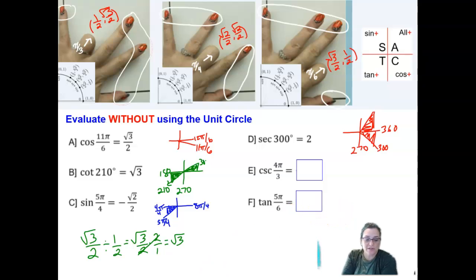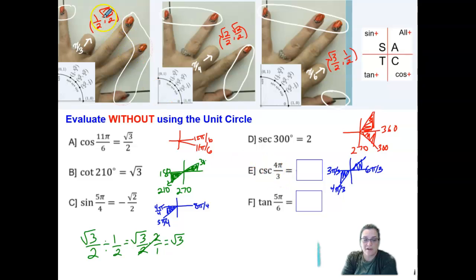Okay, then cosecant of 4 pi over 3. So 4 pi over 3 would give us 6 pi over 3 in the full circle. Half of that is 3 pi over 3. So 4 pi over 3 is in quadrant 3, and it has a pi over 3 reference angle. So we're going to look at the pi over 3 finger again.